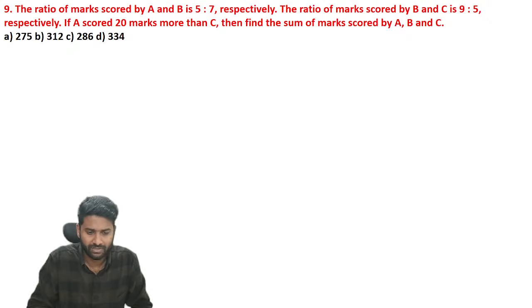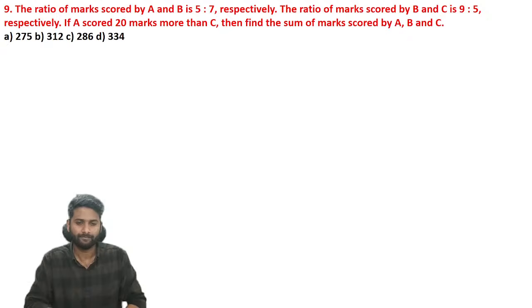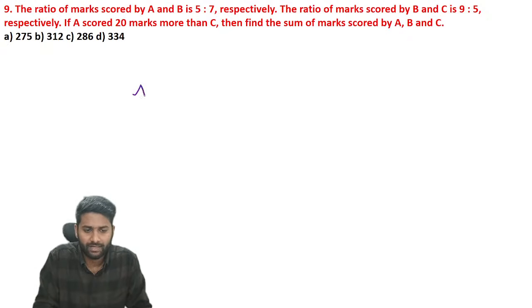Let's see this question again. It's from the ratios concept. The ratio of marks between A and B, A is to B is equal to 5 is to 7, and the respective marks between B to C is 9 is to 5.